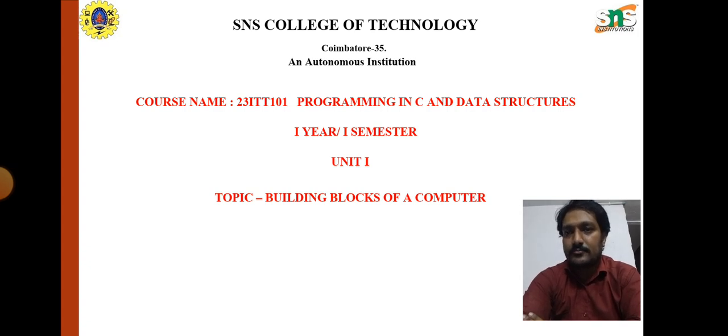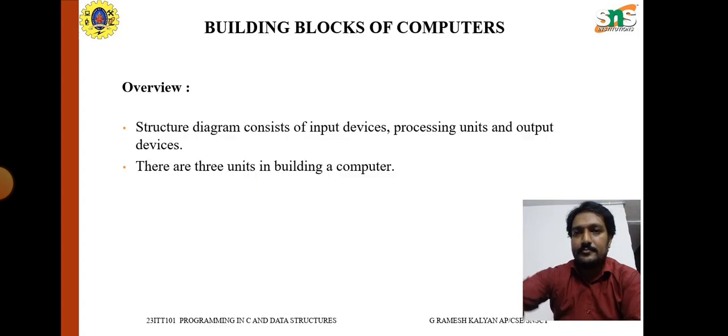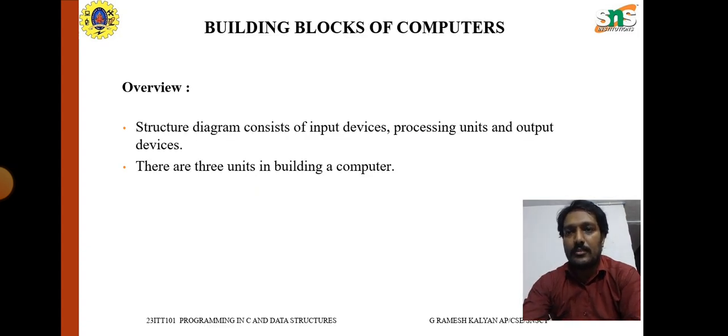Unit 1, the topic is Building Blocks of a Computer. So, overview. Building blocks of a computer mainly consist of input devices, processing units, and the output devices. So, there are three units in the building. These are the main three units in building a computer.